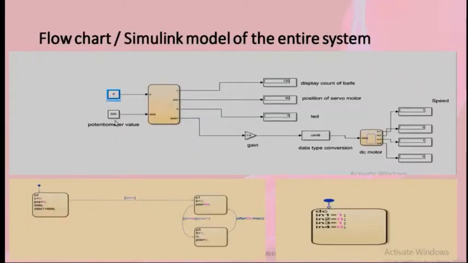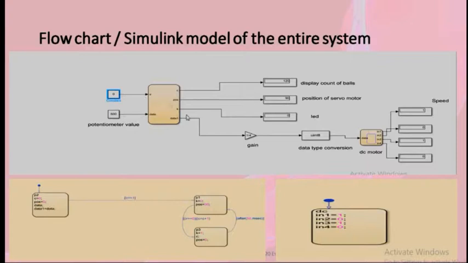It is the simulation of our entire system. These we have taken as input. One is constant, and it is the potentiometer value readings. This is output, that is display the count of balls. This is position of servo motor. This is for blinking of LED, and finally it is for the speed of the DC motor.